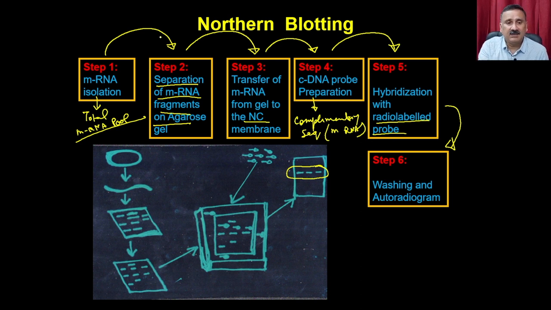So, what you can see here is that in this particular case, you are going to have similar steps to what we have discussed in the Southern blotting, except that there you are isolating the genomic DNA, and then you are processing the genomic DNA with the help of restriction enzymes and so on. Here you do not need to do that, because your messenger RNAs are already individually separated, right? So, you just have to isolate the pool, and then separate them onto the agarose gel, and then you are going to transfer and all that.